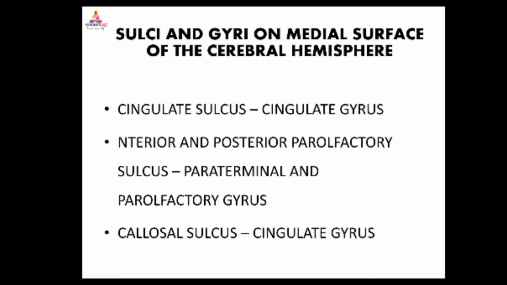Next is the callosal sulcus. It separates the cingulate gyrus from the corpus callosum. Then the cingulate gyrus.